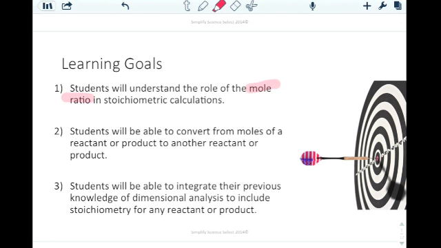Number two, students will be able to convert from moles of a reactant or product to another reactant or product. So we're going from moles of anything that we have into moles of any reactant or any product. And lastly, students will be able to integrate their previous knowledge of dimensional analysis to include stoichiometry for any reactant and product. So what we're trying to do here is include anything that we could possibly have: grams, moles, all of that.